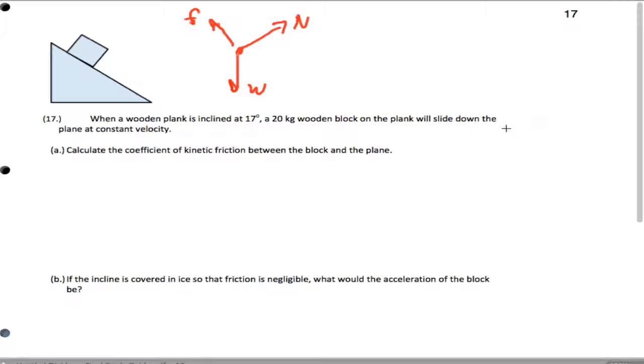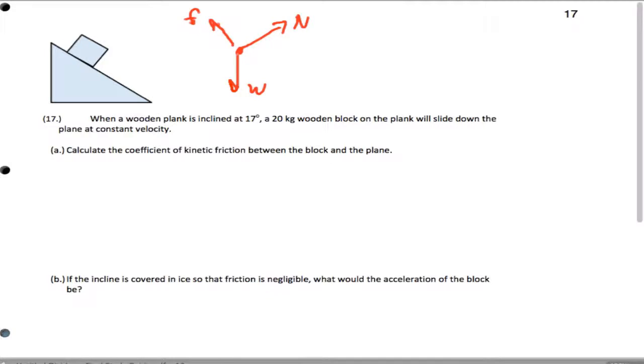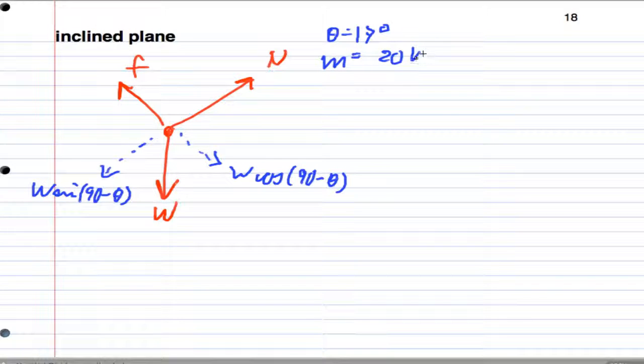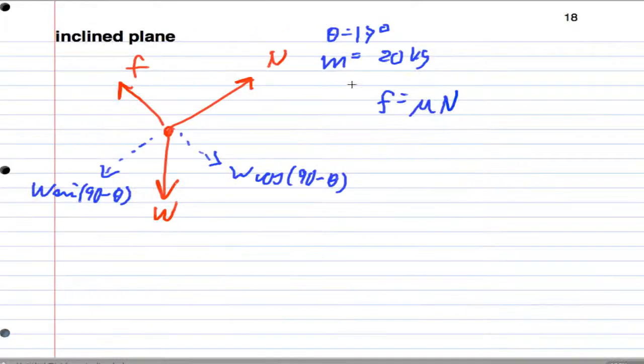Now, they ask, what's the coefficient of friction between the block and the plane? So let's be clear. Theta is 17 degrees, and m is 20 kilograms. So what we need is friction equals mu times the normal force. Now, what's happening here? Sliding down at constant velocity. That means everything's in equilibrium. So what I can say is that my friction force equals W cosine of 90 minus theta.